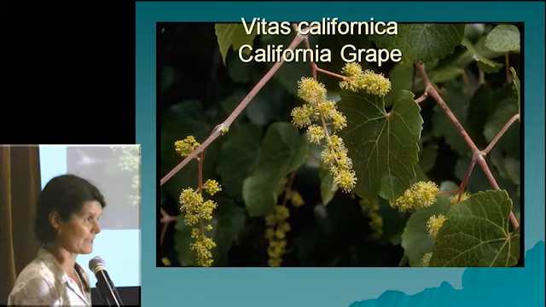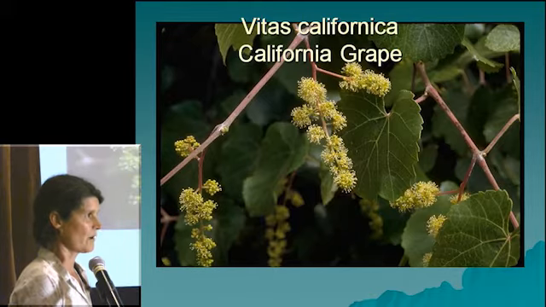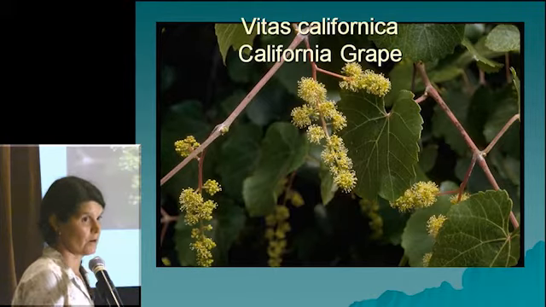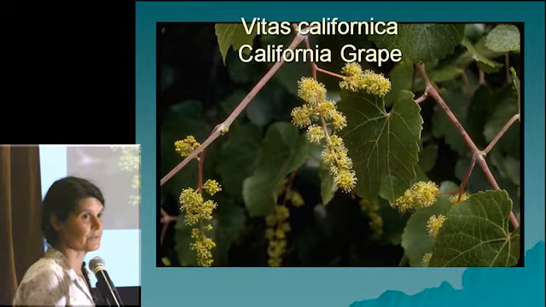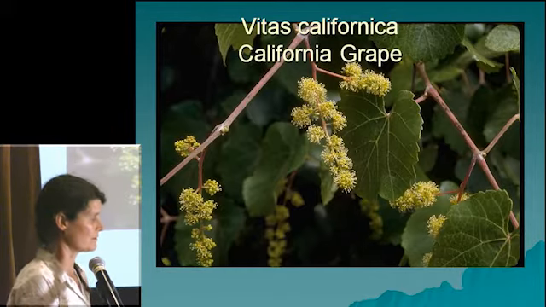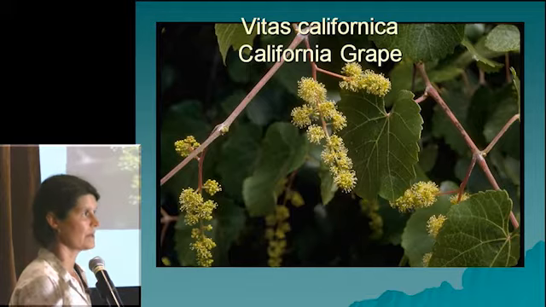And then, of course, Vitis californica, the California grape, which is a great all-season vine because you get the fall colors, you get the flowers in the spring, and the fruit that brings in the birds. It's a great habitat plant. It's fast-growing for fences or such.